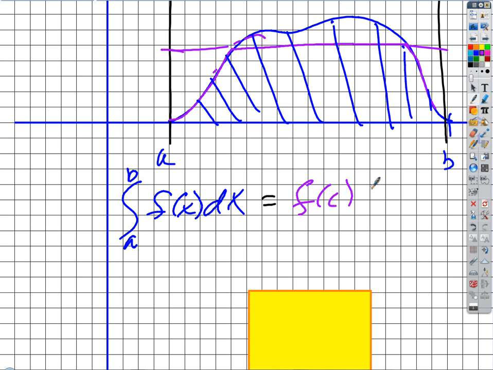how wide is that interval? A to b, so what is that? B minus a. How about that? Isn't that cool? Okay. We'll finish that up next time and we'll be done with everything.